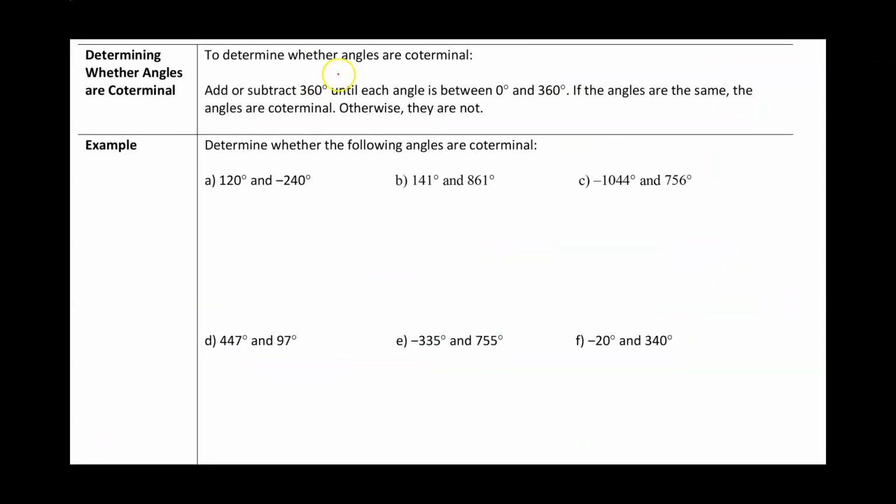So to determine whether angles are coterminal, we're going to add and subtract 360 degrees, because that is one full rotation, until each angle is between 0 and 360. If the angles are the same, then the angles are coterminal. Otherwise, they are not. So let's take this first example here.